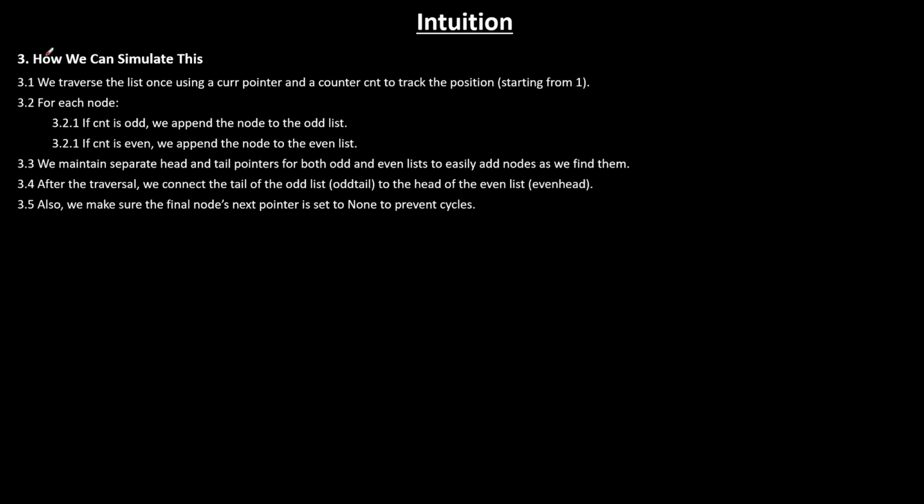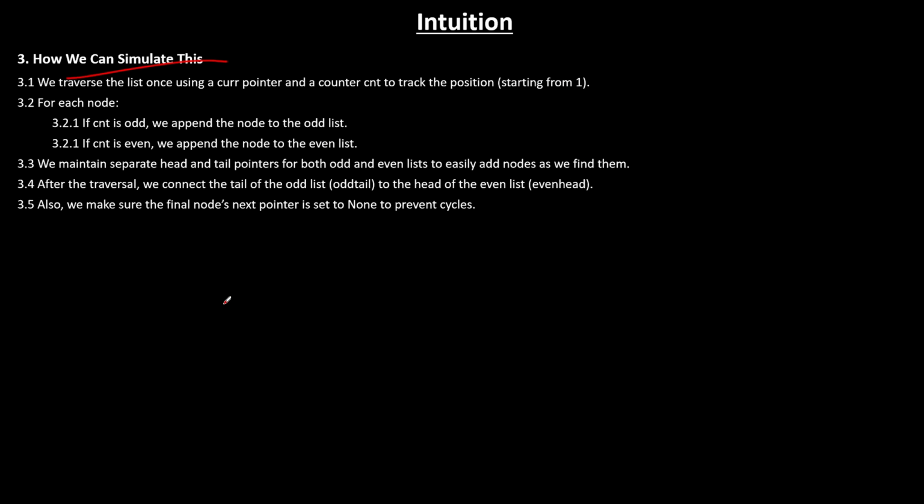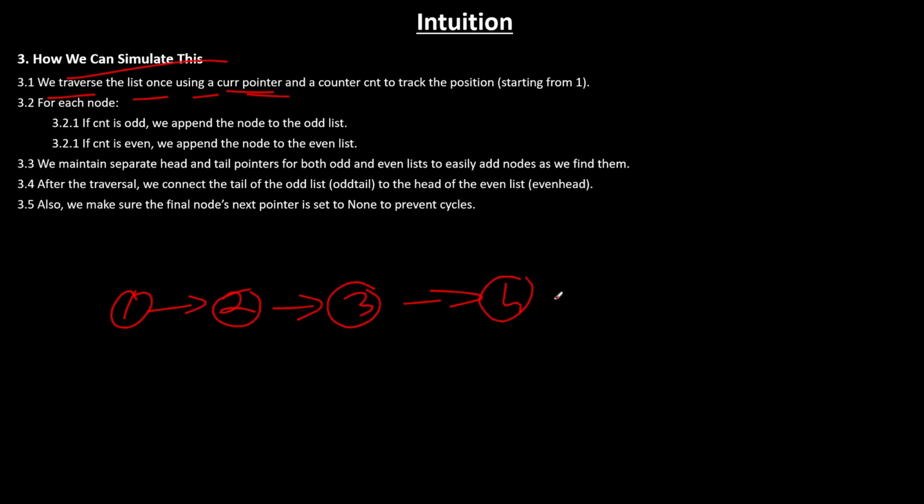Now, how can we simulate this, right? Since we built up an intuition that, okay, we could create two linked lists and join the even linked list to the back of the odd one, right? So how can we simulate it or how can we do it, right? So what we could do, we could traverse the linked list once using a current pointer. For example, this is the list. Correct, great. So we could create a current pointer and point it to the node.